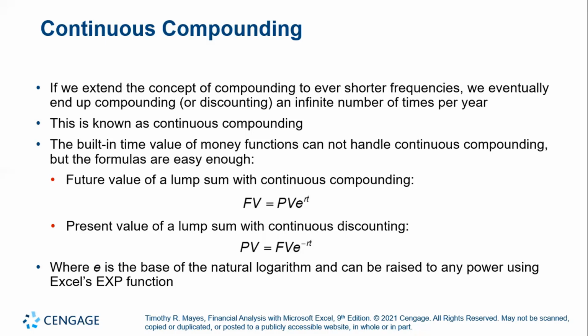The future value of a lump sum with continuous compounding is future value equals present value times e raised to the power of r times t. The present value of a lump sum with continuous compounding is present value equals future value times e raised to the power of negative r times t, where e is the base of the natural logarithm and can be raised to any power using Excel's EXP function.